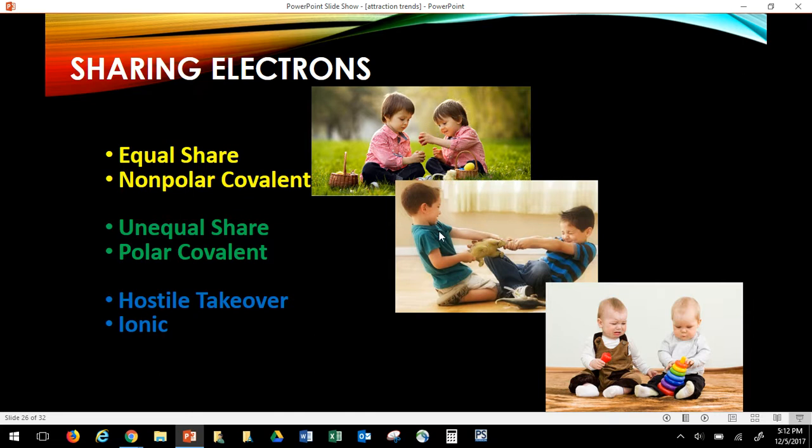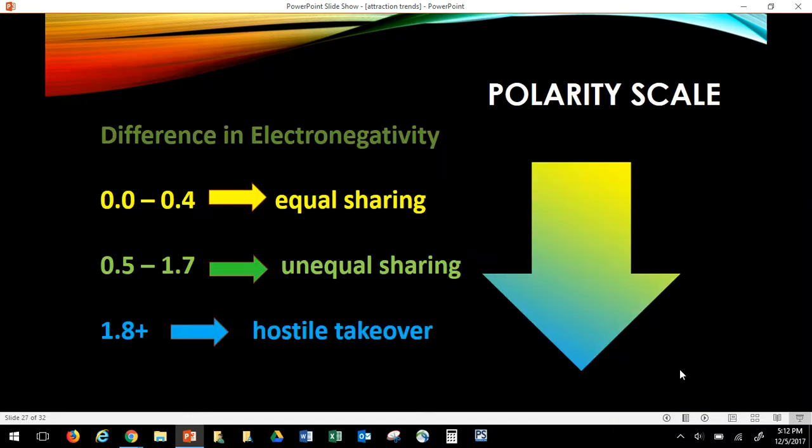Unequal share if it's favoring one over the other, and a complete takeover when the difference is so vast that the electron moves. And we say that ballpark, that line is 1.8. If the difference between electronegativities is 1.8, we say that hostile takeover takes place. It's unequal if it's 1.7 to like 0.5, and it's more equal if it's 0.4 to 0.